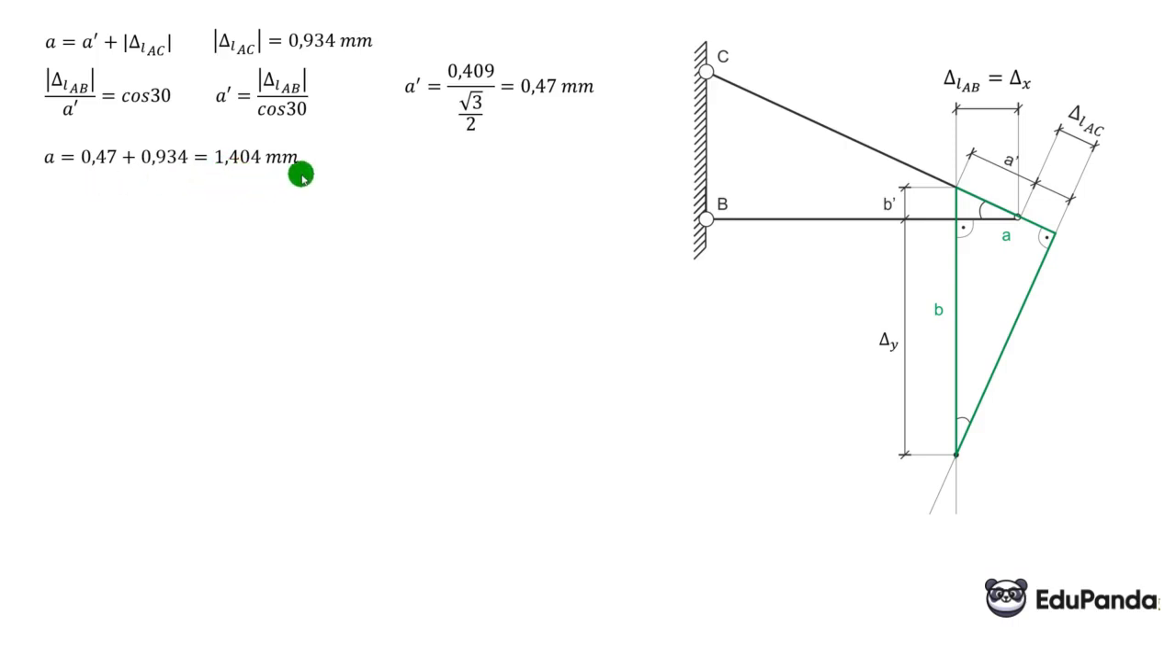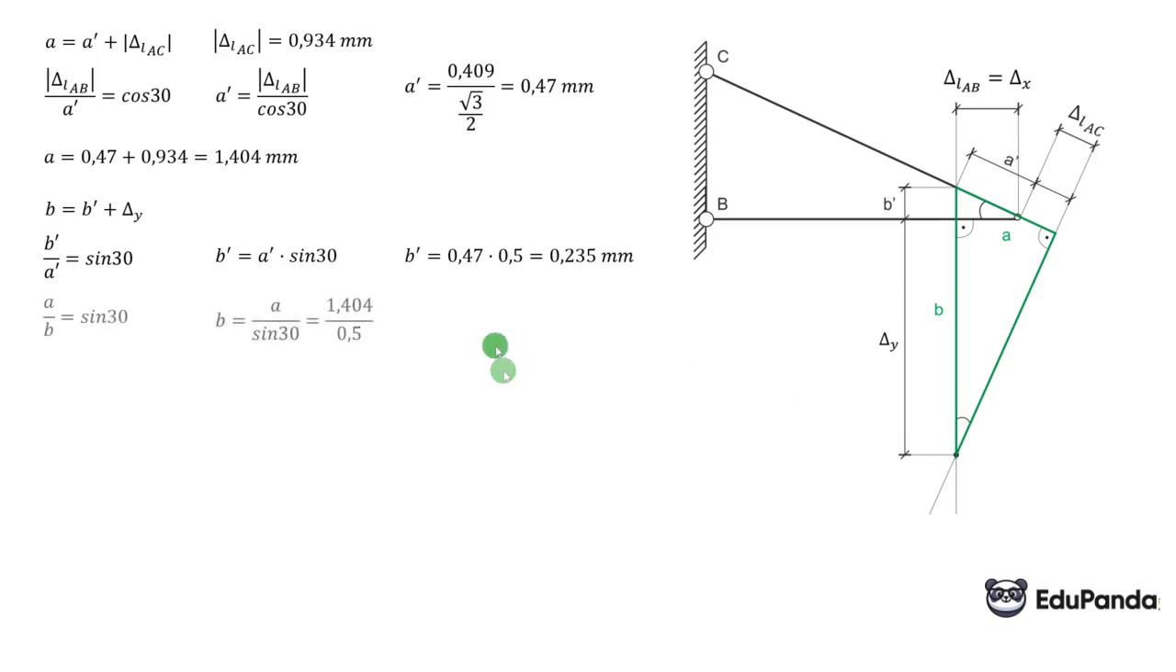Now we are dealing with the second side. B consists of b plus delta y. b over a is sin 30 degrees, so sin of this angle, or cos 60, it doesn't matter. So b is a times sin 30, which means b is half of a, which is 0.235 mm. Now, A to B is sin 30, which means B is A over sin 30, so B is 2.808 mm. As you can see, everything here is based on these right triangles. Delta y is B minus b, therefore delta y is 2.573 mm.